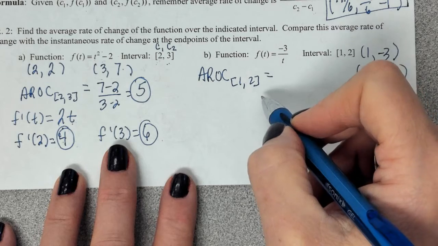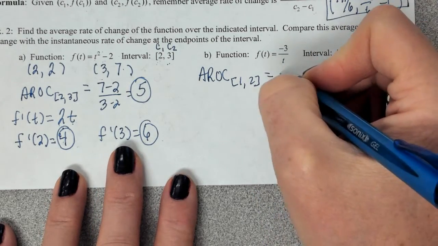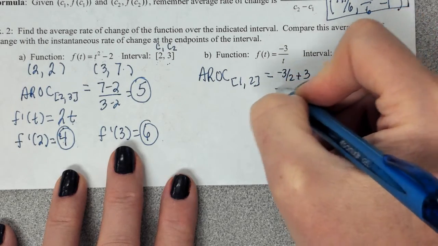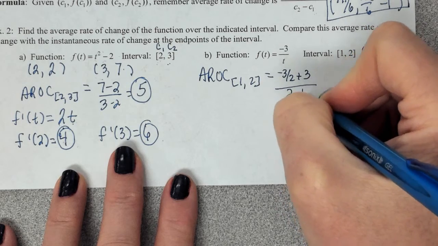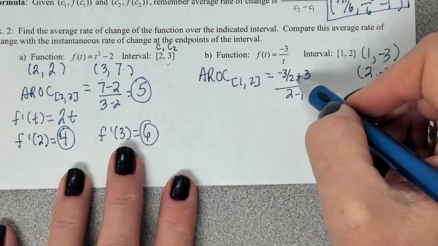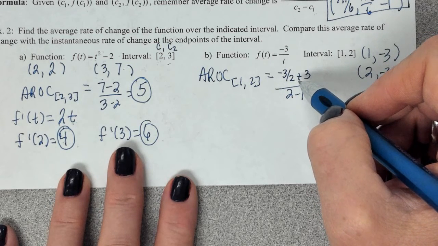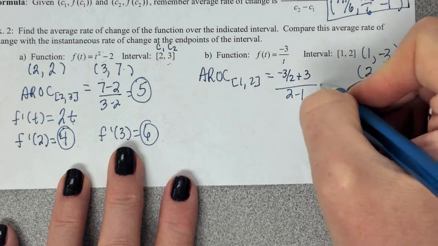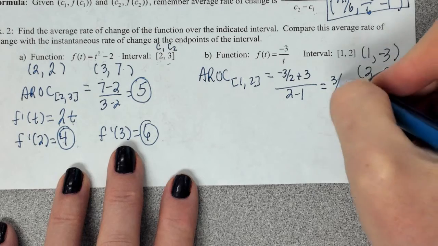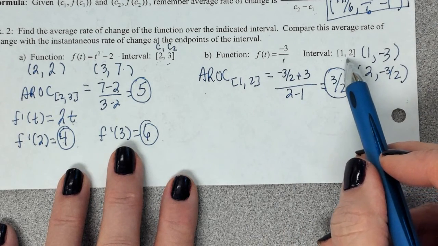Okay, so now we have our 2 points, so we can find our slope or our average rate of change. So it's going to be -3/2 minus -3, which is +3, over 2 minus 1. Well, 2 minus 1 is just 1, so we really are just going to have whatever the answer is to the numerator. And so, Madison, what's that going to be? 1.5 or 3/2? Good, either one. So that's our average rate of change from 1 to 2.